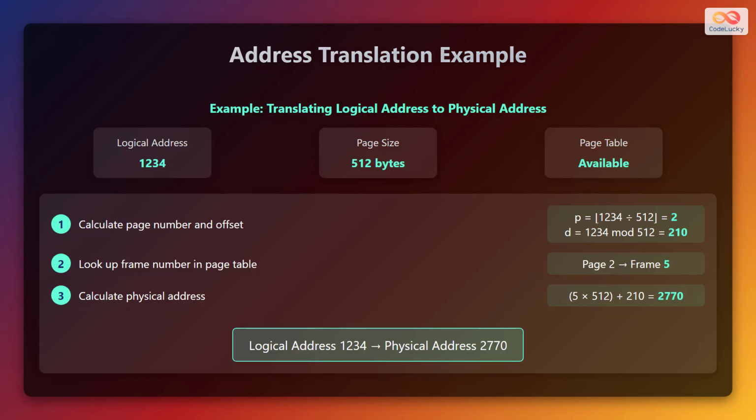Step 2. Look up the frame number in the page table. In our example, page 2 maps to frame 5. Step 3. Calculate the physical address using the formula 5 times 512 plus 210, which equals 2770. Therefore, the logical address 1234 translates to physical address 2770.